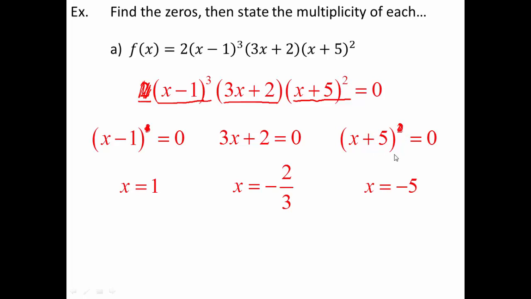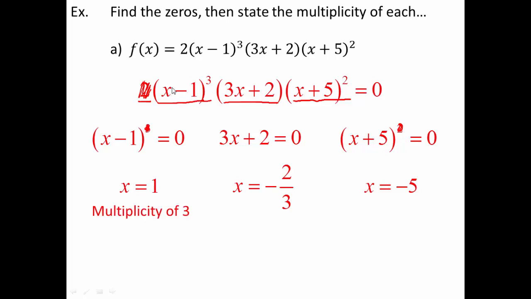So I have 3 solutions, yet the degree is 6. So where did the other 3 solutions go? Well, the other 3 solutions are right in front of us as well. Pay attention to the exponent to determine how many times that solution appeared. x minus 1 cubed really says x minus 1 times x minus 1 times x minus 1. So that x minus 1 factor itself appears 3 times. So the solution x equals 1 appears 3 times. Therefore, its multiplicity is 3.